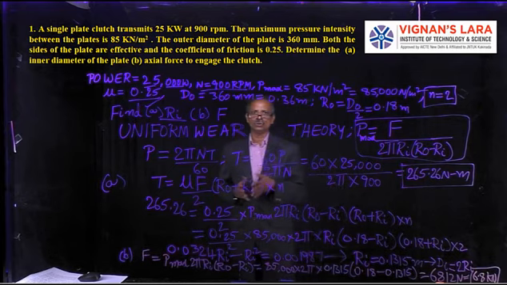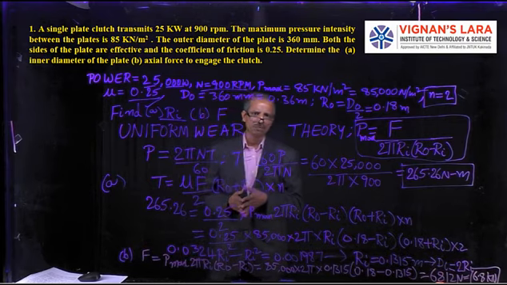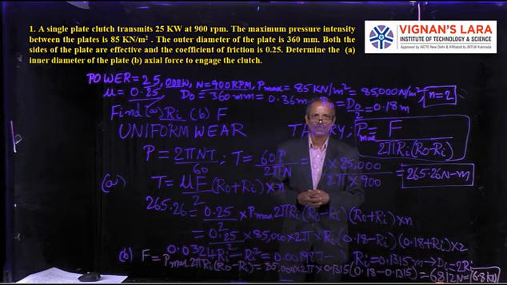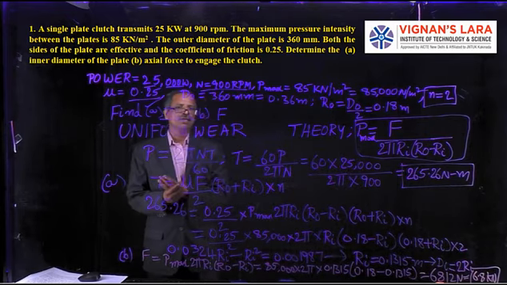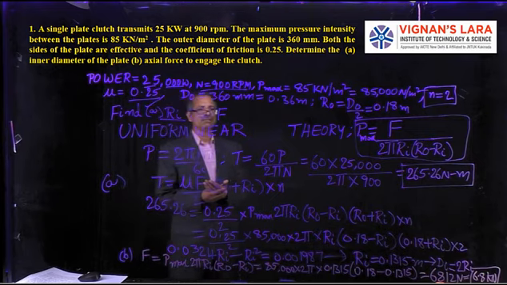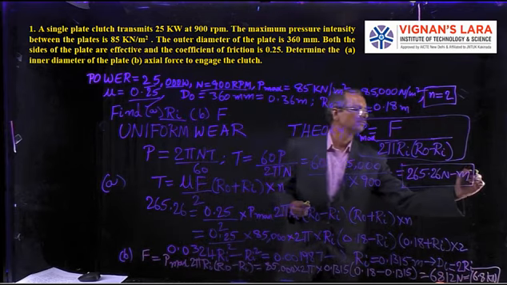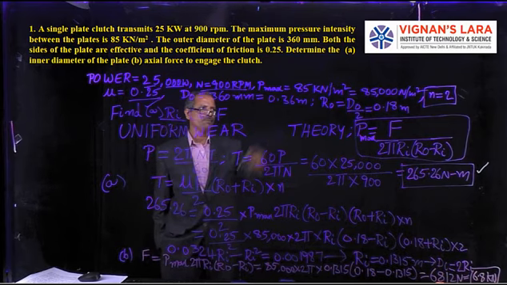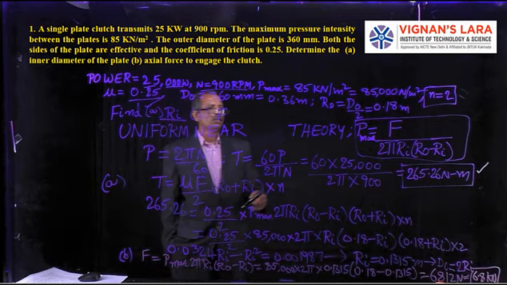As I said, we use uniform wear theory. In case of uniform wear theory, the maximum pressure is equal to F by 2 pi Ri into R naught minus Ri. That is, at the center there will be maximum pressure. At the same time, you are also aware of the basic power equation, 2 pi NT by 60. With the power equation, first I have obtained the torque. I have substituted everything in meters because my pressure is in Newton per meter square.